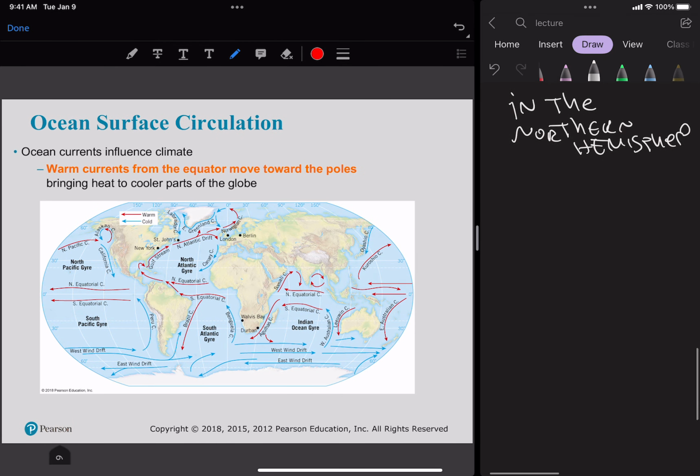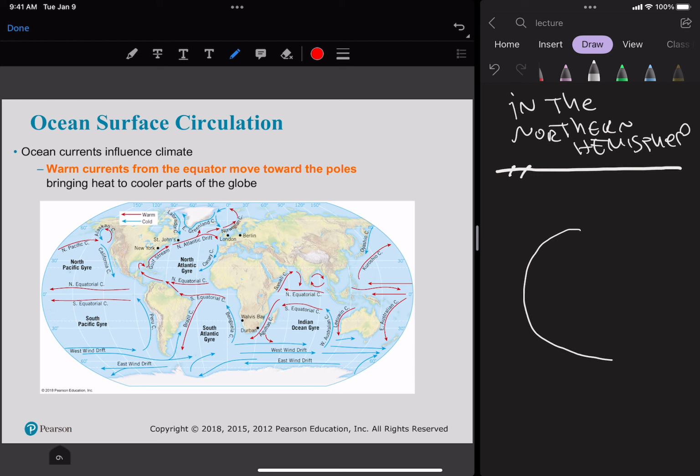So now there's something else. The Coriolis effect affects ocean circulation patterns, but there's something more that also drives ocean circulation patterns, and it's heat.